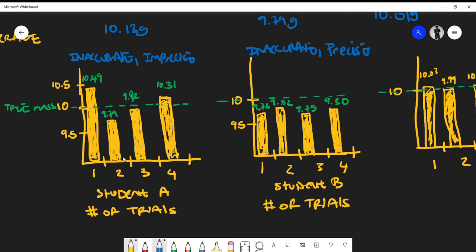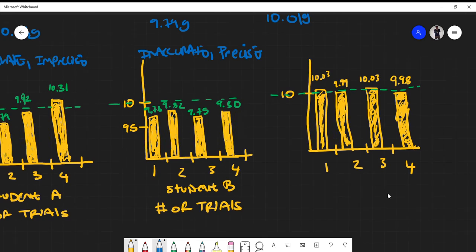With precision, again, we're not comparing to the actual value, to the true mass of the block. We're comparing a series of measurements relative to each other. So again, all these numbers are close in proximity with themselves. So you would say that he's inaccurate. He's not hitting the true mass, but he's precise because the numbers are in close proximity with each other. Now let's look at student C.